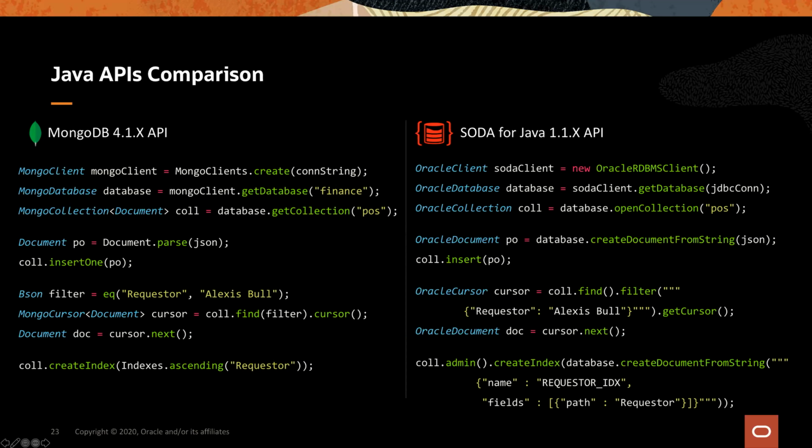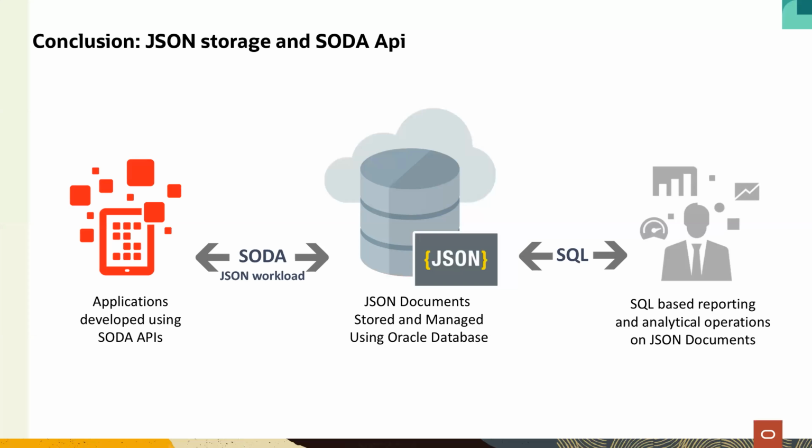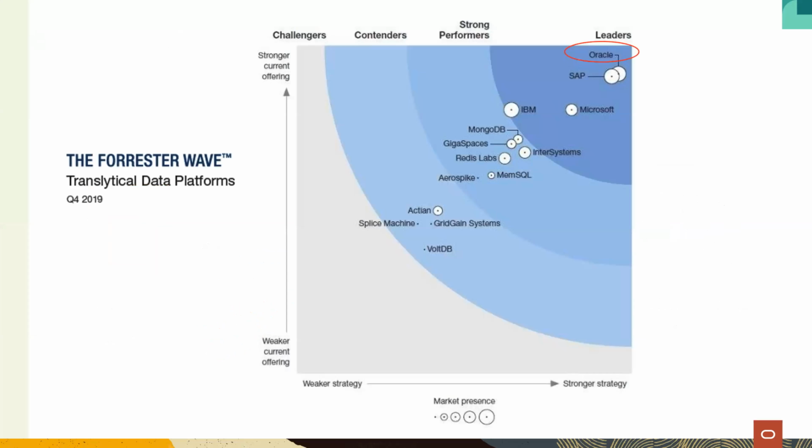It may be syntactically different. So they called something parse and we call it create document from string. But conceptually, it's very easy to migrate from MongoDB to Oracle. And that summarizes our message. We have JSON in the database. You get all the power of SQL for reporting. And with Soda, you get this API for agile development, which is available in a lot of languages.